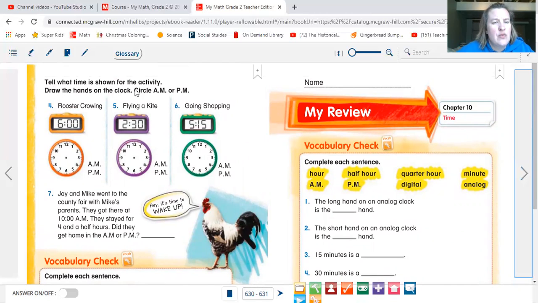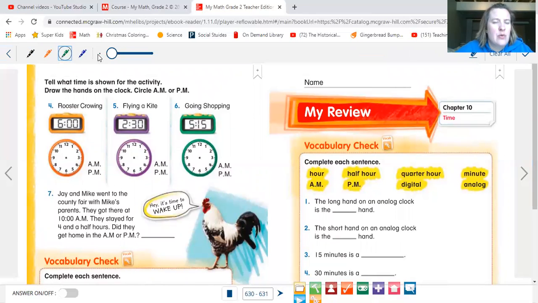Tell what time is shown for the activity. Draw the hands on the clock, circle AM or PM. So rooster crowing says 6 o'clock. Well, I want you to think about this. A rooster would wake somebody up, right? So my minute hand points directly at the 12. And my hour hand, I have to make sure it's shorter, points directly at the 6. And that would be 6 a.m. I'm glad I don't have a rooster in my house.